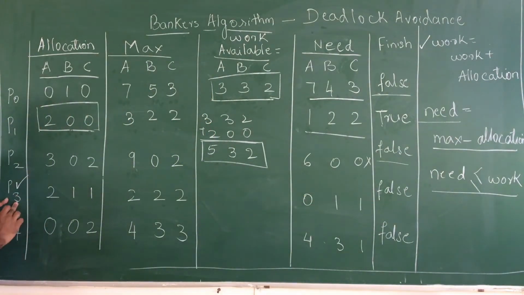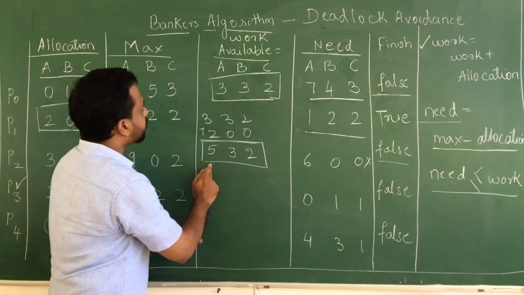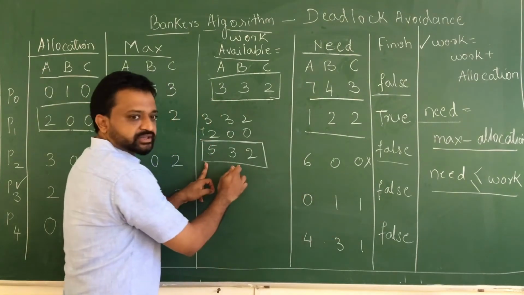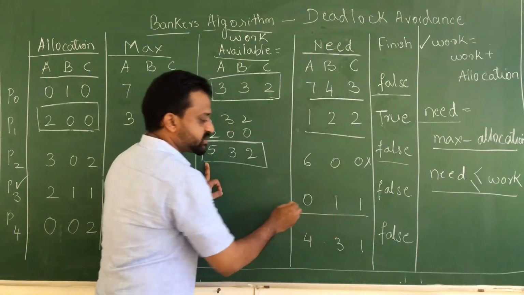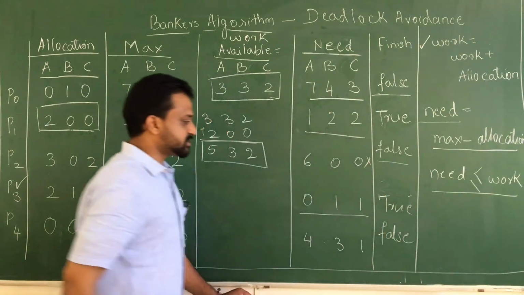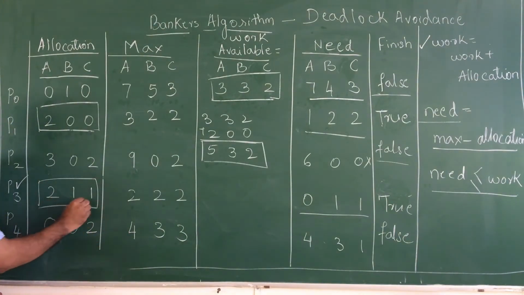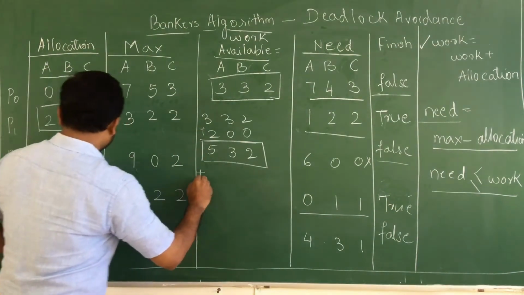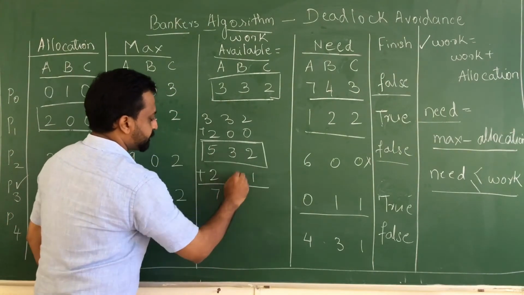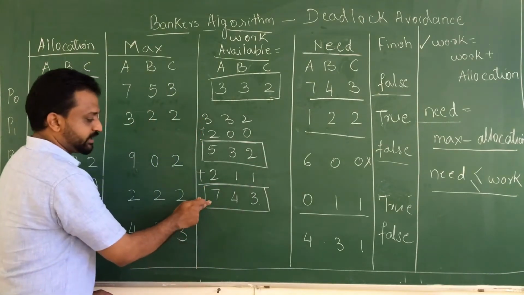Process P3: allocation is 211, need is 011, and work available is 532. Obviously I can satisfy 011 within 532. So this process becomes true. I can complete this process and hand over. Once I complete the process, allocation is added to work. So I add allocation 211 to the work array: 5 plus 2 becomes 7, 3 plus 1 is 4, 2 plus 1 is 3. So the new work is 743.